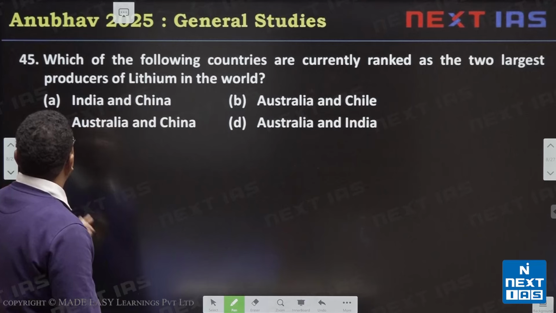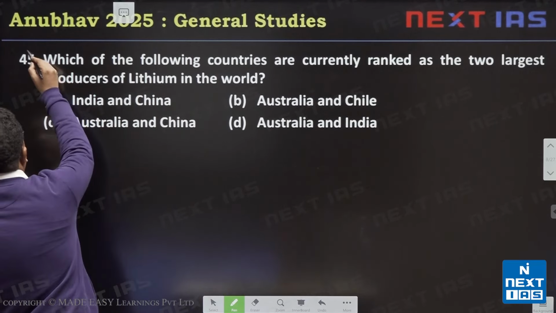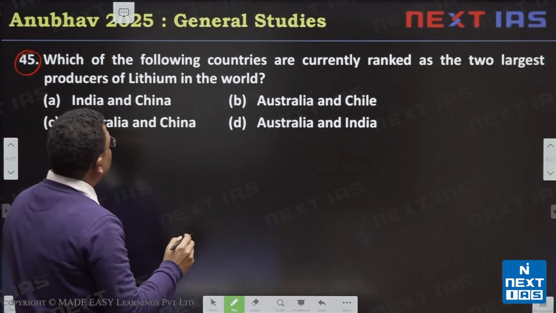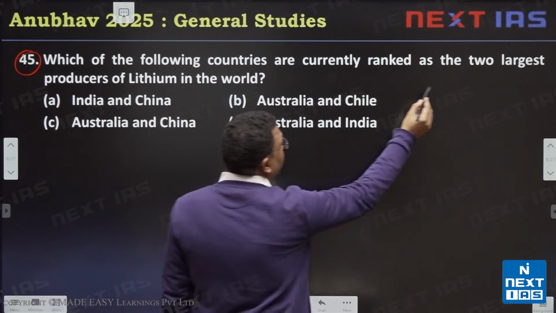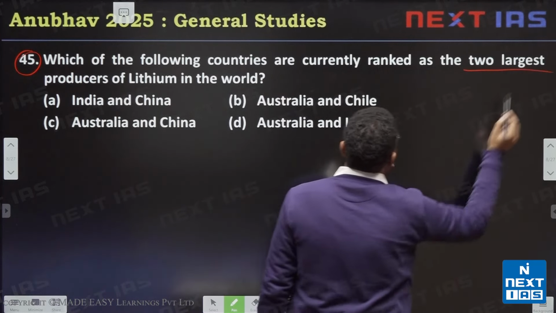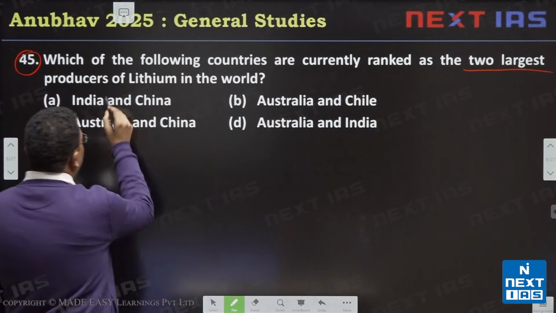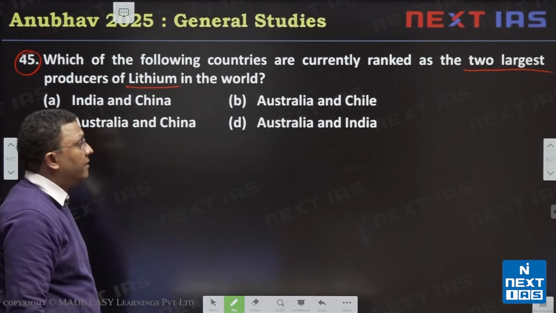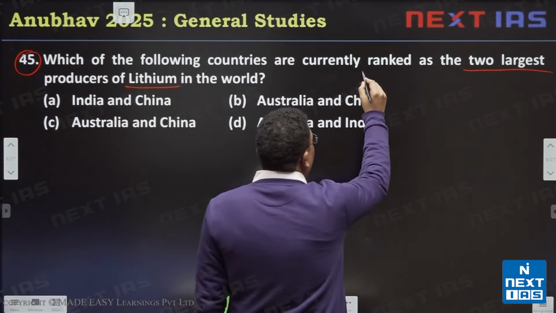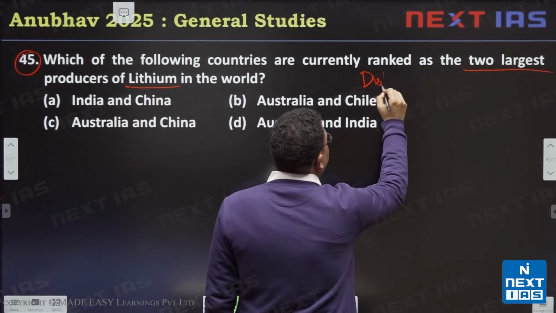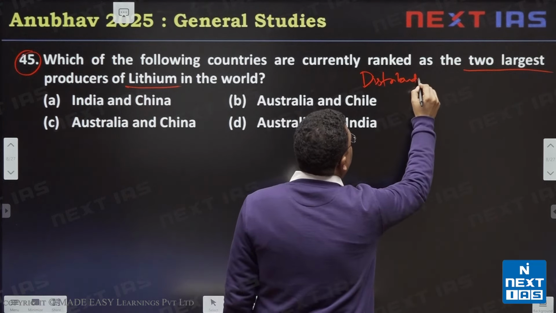Now let's see the next question, that is question 45. It says which of the following countries are currently ranked as the two largest producers of lithium in the world, right? So this is a question based on distribution of resources.